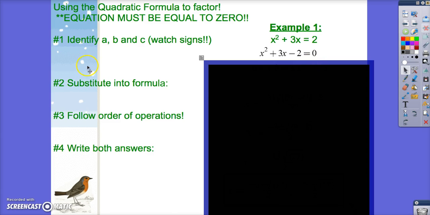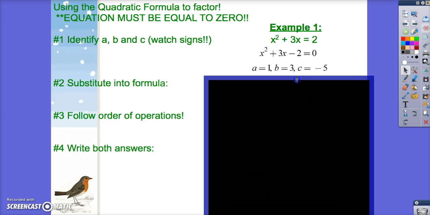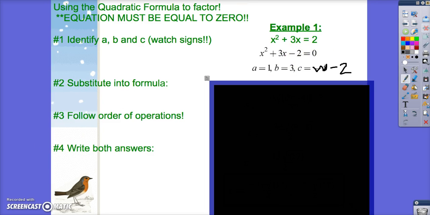Equal to 0. Now number 1 says identify A, B, and C. Watch your signs. So if we just slide this down. My A is in front of the x squared, it's 1. My B is in front of the x, which is 3. My C, actually, is the number by itself. C should be negative 2. Sorry about that. I just realized I had an error here. It's okay throughout the rest of it. So the negative 2 is a number by itself, which is considered the C.